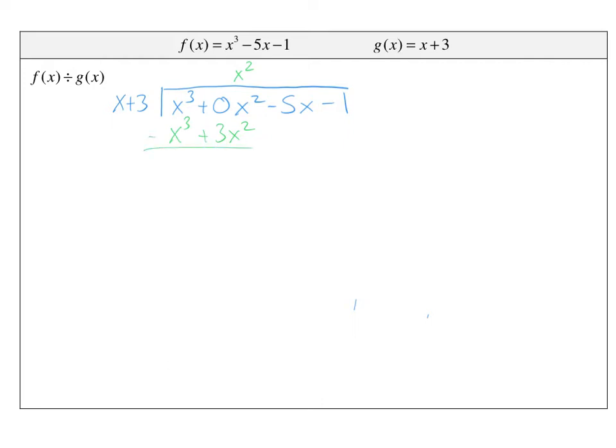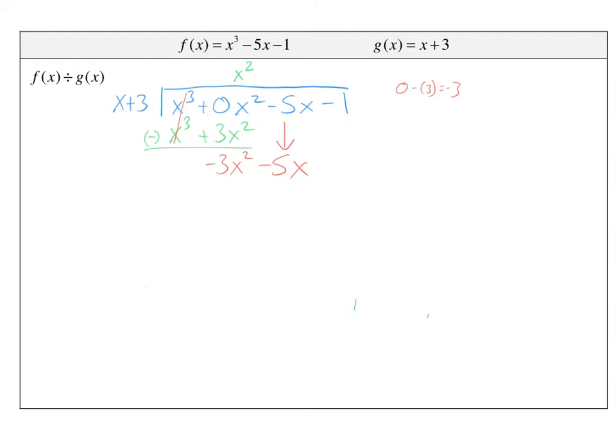And then, like long division, always, you subtract down. Let me repeat myself. X squared times x is x cubed. X squared times 3 is 3x squared. And I'm subtracting down, so be very careful. When you subtract down, that's gone. And 0 minus 3 is negative 3. So that's going to be a negative 3x squared. Be very careful subtracting down. That's where most mistakes happen. Like regular long division, I am now going to bring down the minus 5x.